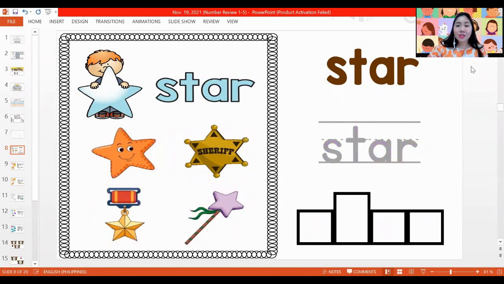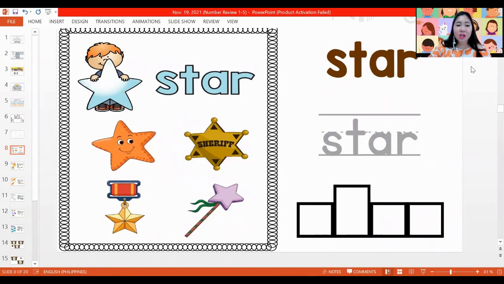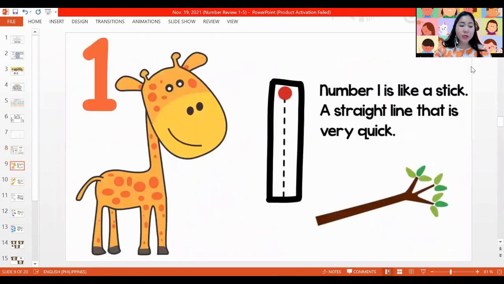Very good. So now, we are going to learn about our numbers again. Let's start with the first number, which is the number? Yes, it's the number 1. We have a giraffe and the giraffe is only 1. Very good. Let's count 1 giraffe. How about this one? 1 stick.